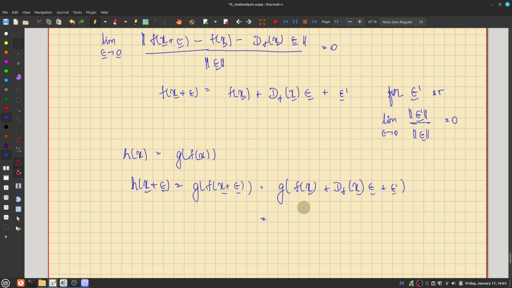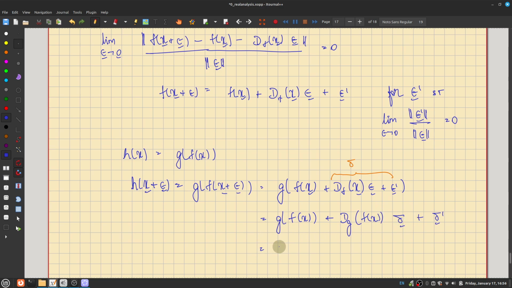Fine. Now let me do the same for g. Let me view this whole thing as some, say, delta, and try to expand this. So this would be g of f of x plus dg evaluated at f of x times delta plus some delta prime, where this delta prime decays to 0 faster than delta, right?